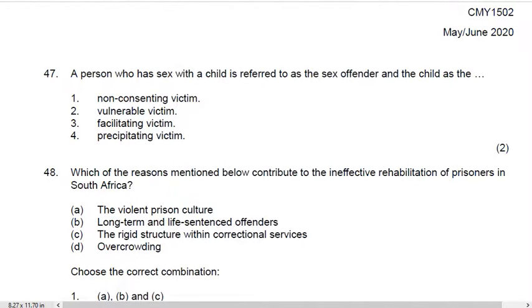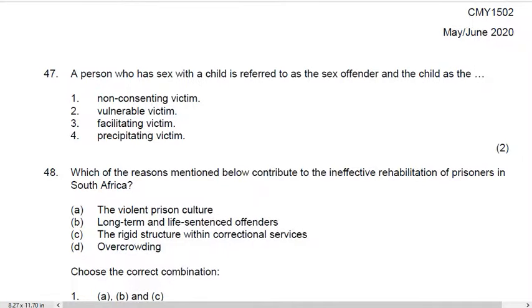47. A person who has sex with a child is referred to as the sex offender and the child as, the answer is 1, non-consenting victim. This is found on page 47 of our study guide.